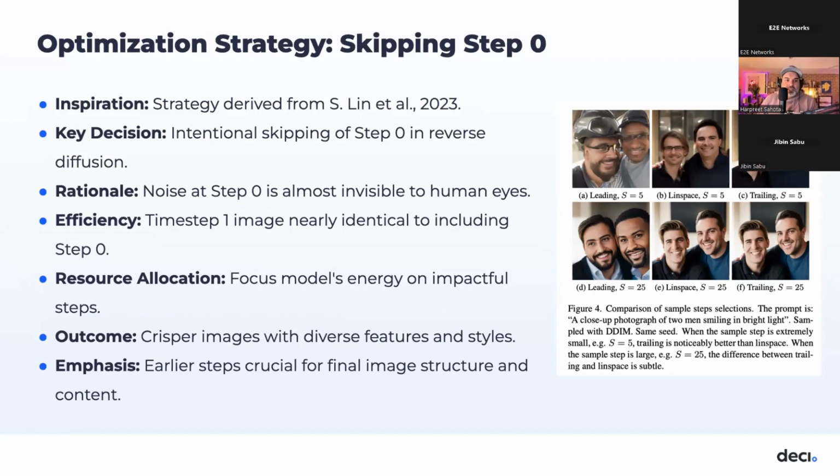And so the results are that these are the steps that are going to shape the overall image look and content. So again, our model is able to produce images with crisper details and showcase various features and styles. And this approach really underscores the significance of those earlier steps in the process that help determine the final image content and structure.